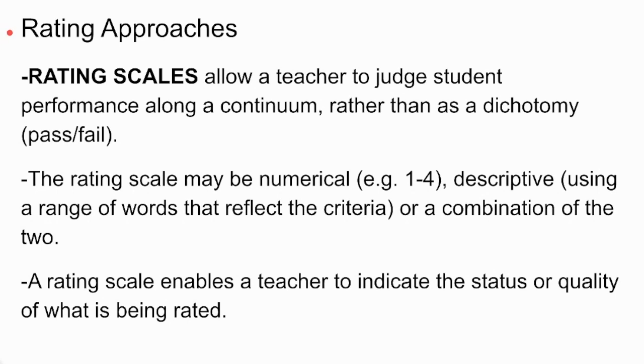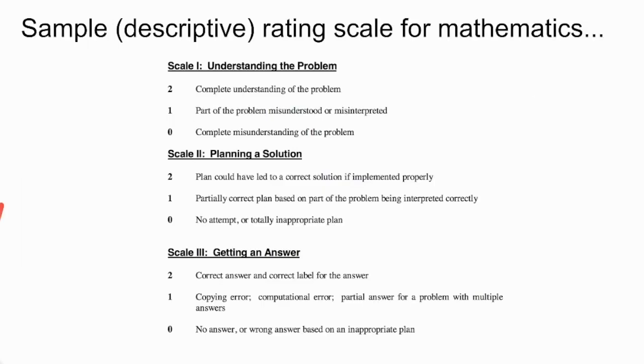So a rating scales approach allows a teacher to judge student performance along a continuum rather than as a dichotomy, either as pass-fail, good, bad. Instead, it utilizes a scale that could be numerical, for example, on a scale of 1 to 4. It could be descriptive, in other words, using a range of words that reflect the criteria, and many times a combination of the two. This type of approach allows a teacher to indicate the status or quality of what is being rated. For example, here's a sample descriptive rating scale for mathematics.